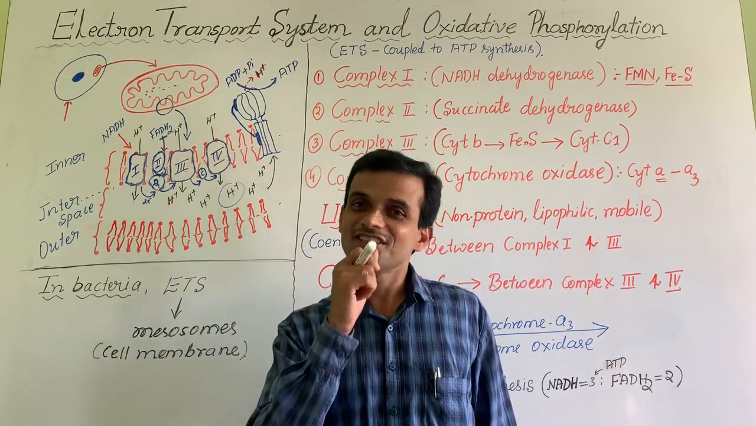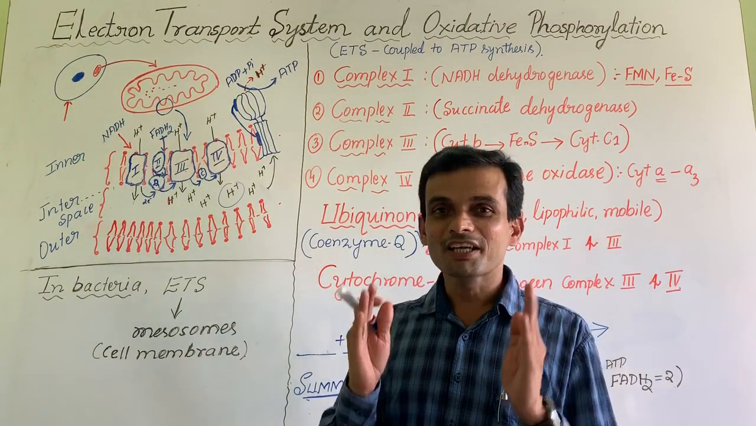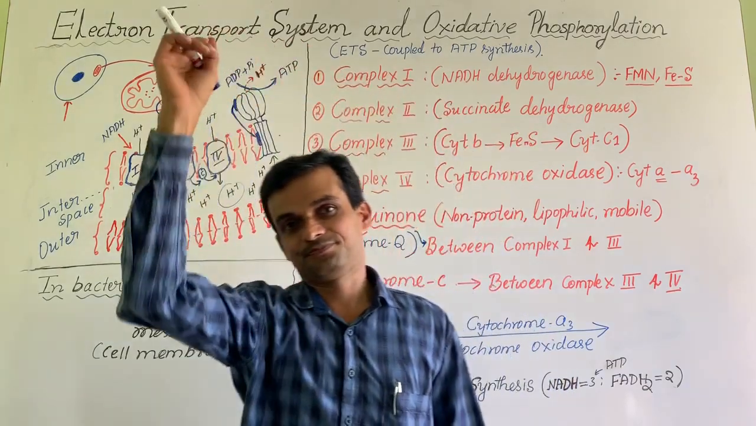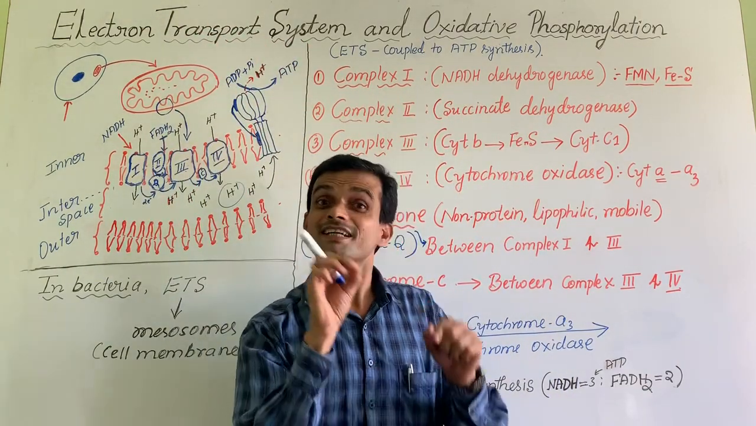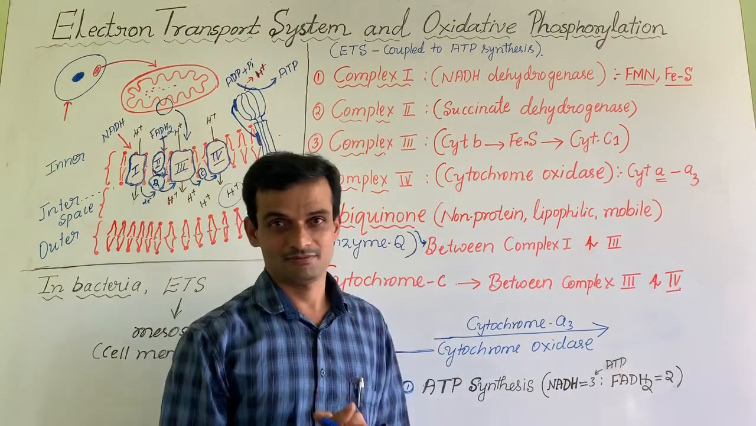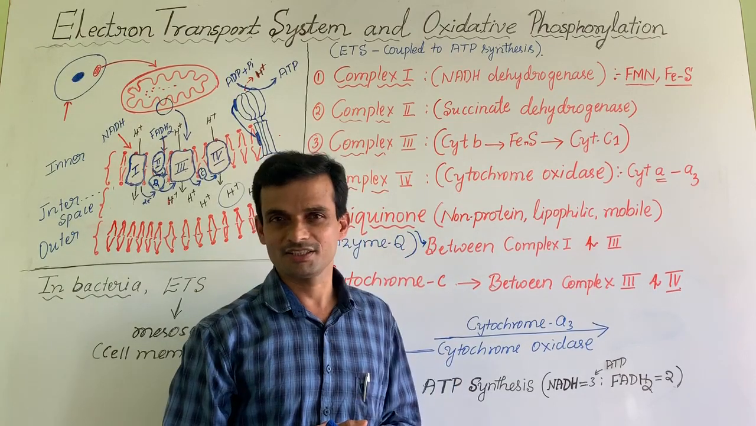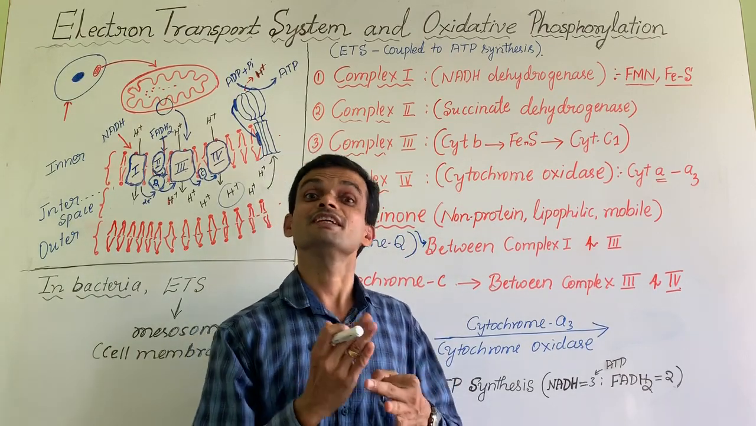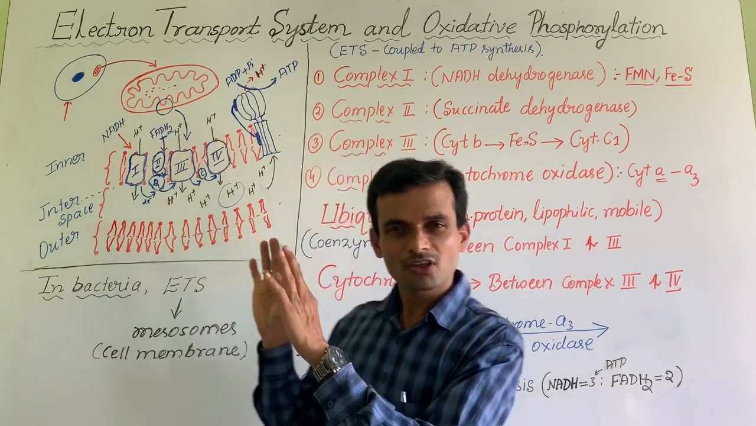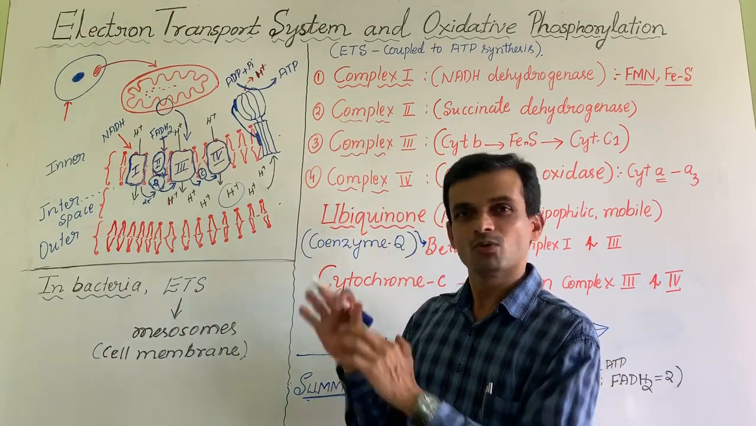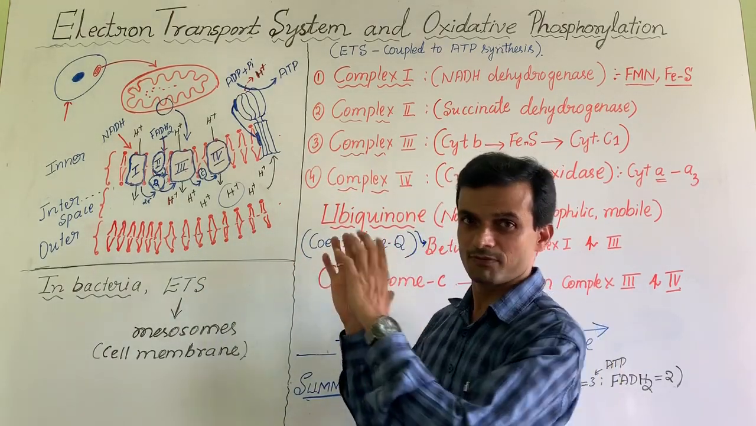Hello everyone, in this video I will make a quick revision of electron transport system. Where did you study this? It comes in respiration in plants. What have you studied in that lesson? Glycolysis, Krebs cycle, ETS. What are the components of ETS? What is the significance of ETS? We shall focus on that part.